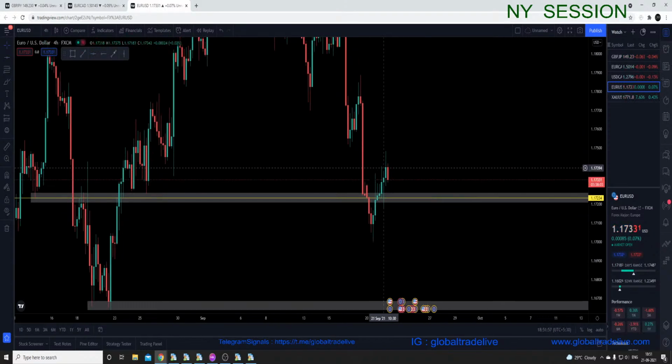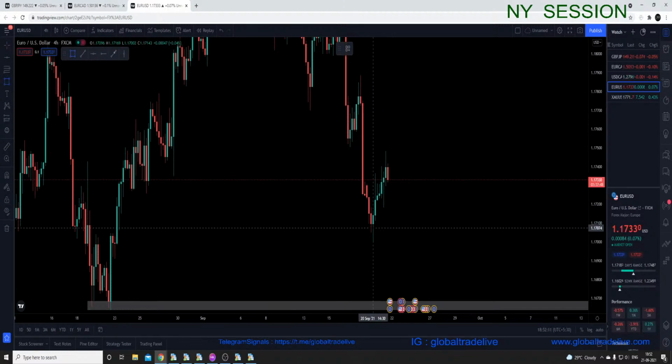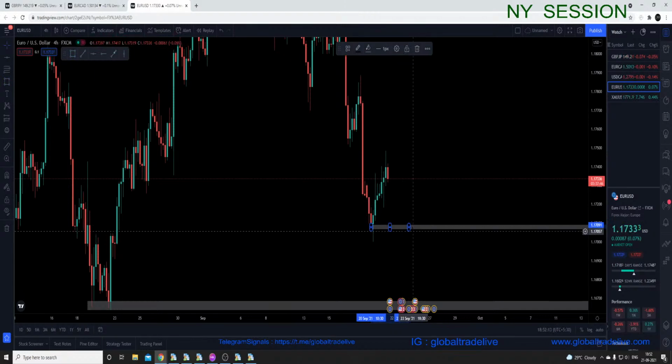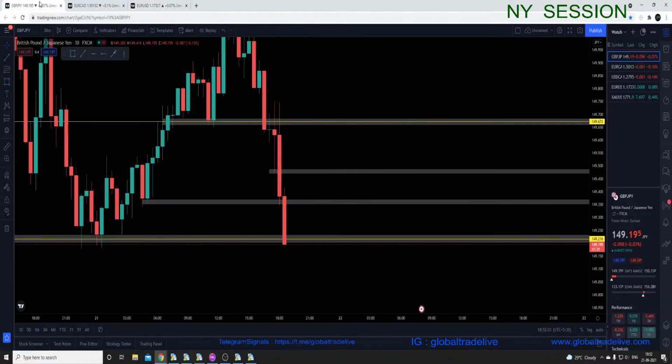So now Euro USD just tapped this area, and now it's moving down with this candle. So it made a low, so this is invalid, and it made a low over here. GBP is falling really hard over here. Yeah, look at this move.